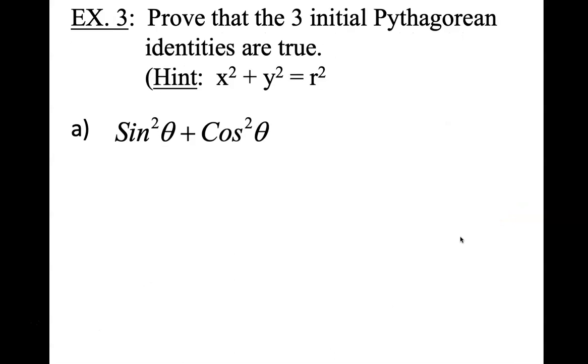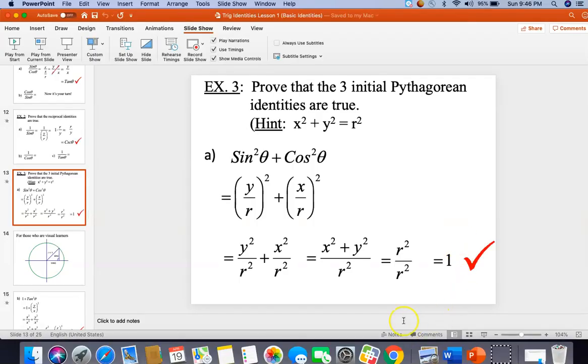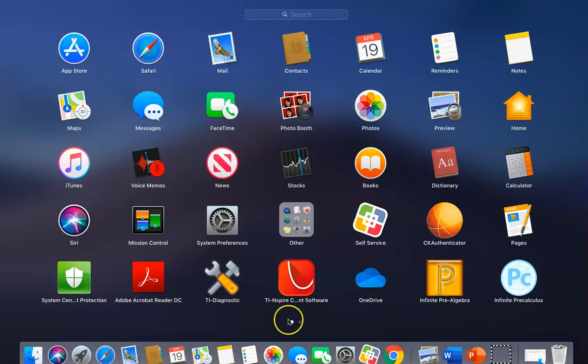Okay, let's tackle these Pythagorean identities. Specifically, my command of the English language is lacking tonight. I'm going to start with my love note, sine squared plus cosine squared. Now, we said that equals 1. You know what I'm going to do? I'm going to pull out my calculator. And let's just see if that is in fact true.